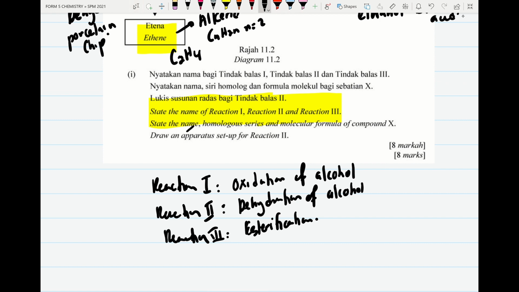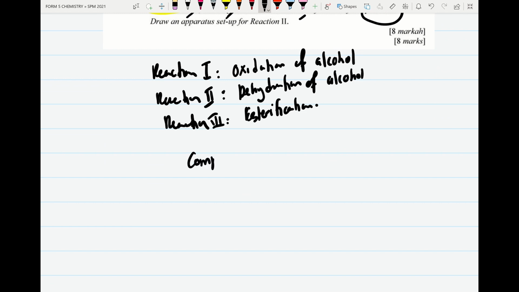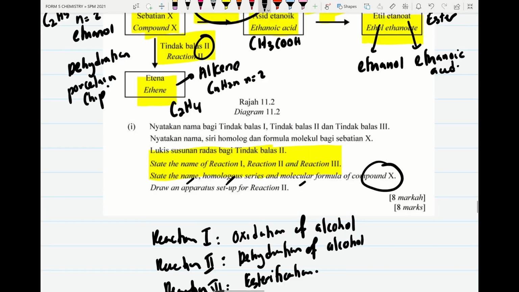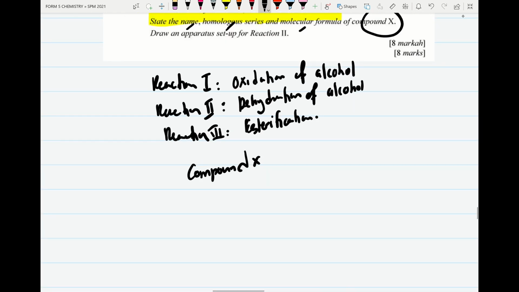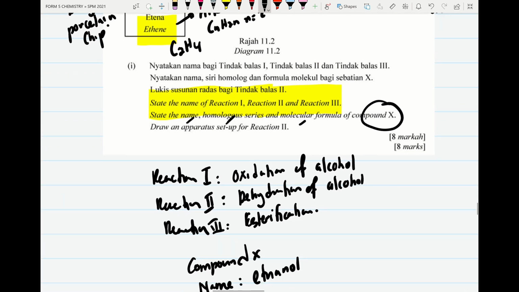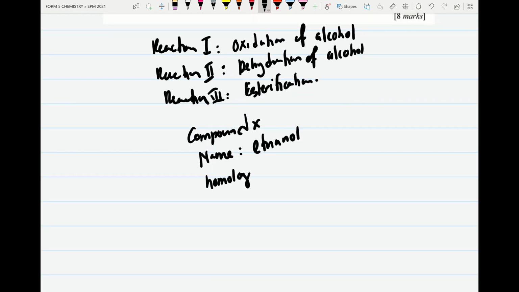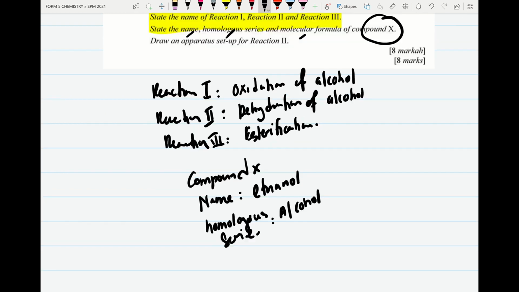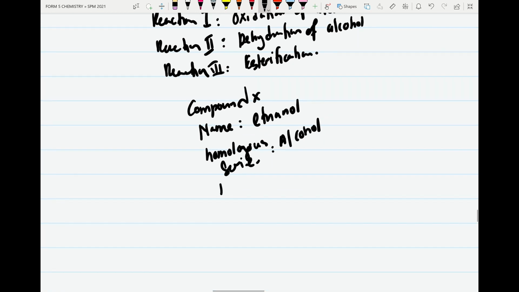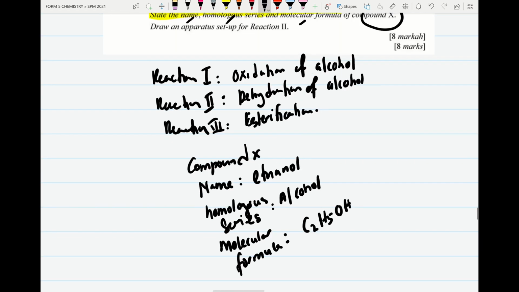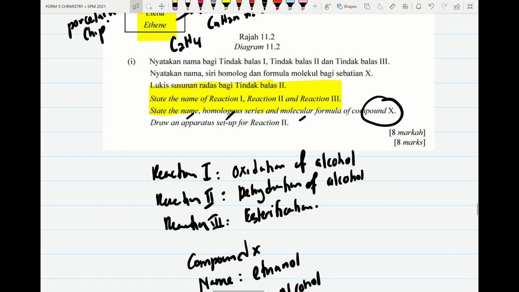Next, state the name, homologous series and molecular formula of compound X. They want the name of compound X, which will be ethanol. Second, they want the homologous series. The homologous series of this compound is alcohol. And the third, they want the molecular formula, which is C2H5OH. So I have already scored 3 marks for this one.